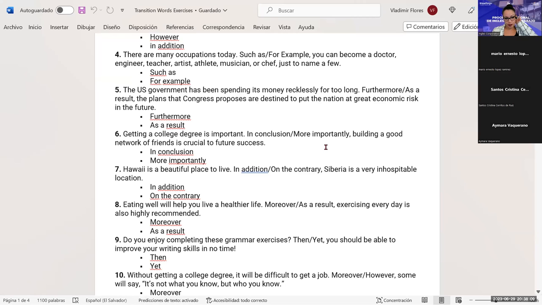A volunteer for number four. ¿Alguien para que lea la número cuatro y nos dé la respuesta? Thank you, Cristina. There are many occupations today, such as, for example, you can become a doctor, engineer, teacher, artist, athlete, musician, or check, just to name a few, such as.